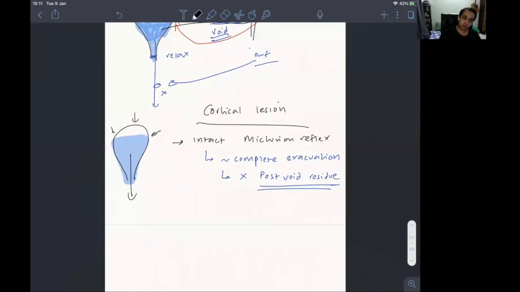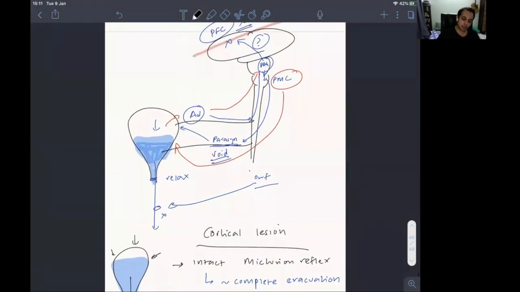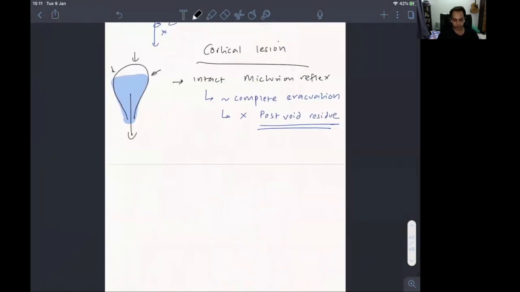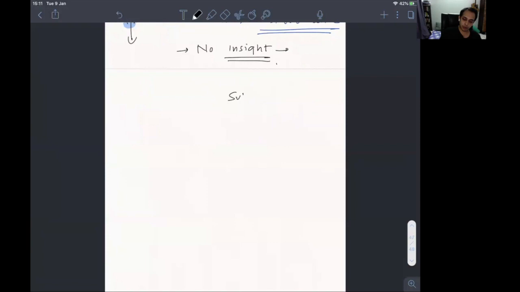Okay. But what will happen is that because your prefrontal cortex is now out of the picture, you won't have voluntary control and you will have no insight. So you won't feel guilty in passing urine in front of other people because you are not aware that this is something that should not be done. Okay, so in cortical lesions, such as in dementias, you will have complete evacuation, but your insight may be lost. Now, what about subcortical lesion?